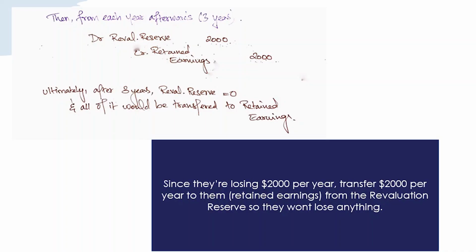So what you're doing is you're transferring a little bit of the consequence to the retained earnings every single year, so that their profits or their dividends will not take a hit. So once you transfer this to your retained earnings, that retained earnings will then become distributable, and so the problem is solved.